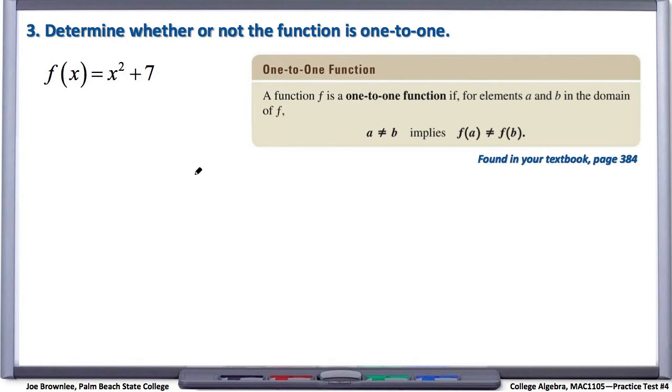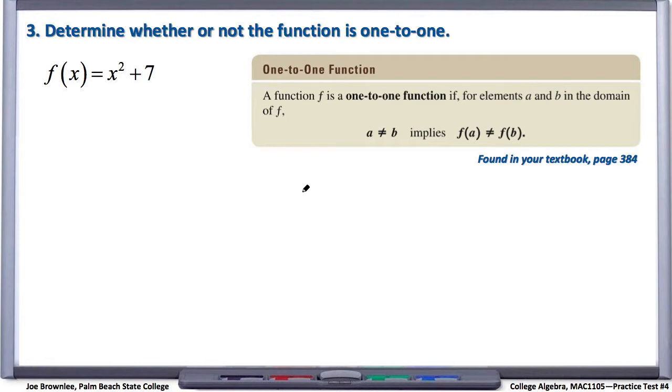All right, number 3, determine whether or not the function is 1-to-1, and we've been given f of x equals x squared plus 7. So no longer are we being provided the graph of this function, so not quite as easy as questions 1 and 2, but nothing we can't handle. We've got to do a little bit more work here at number 3 to determine if this function is 1-to-1 or not.